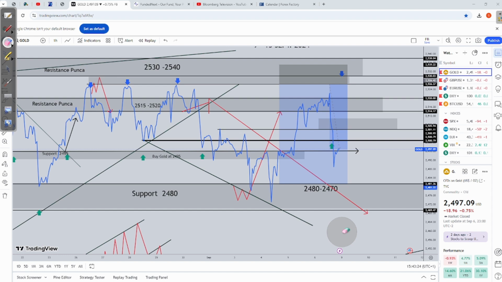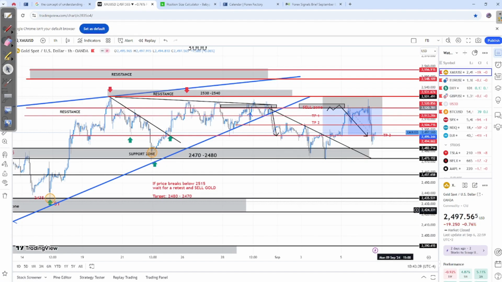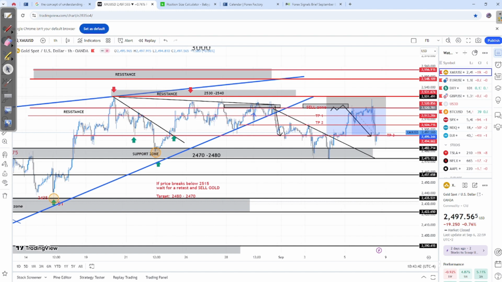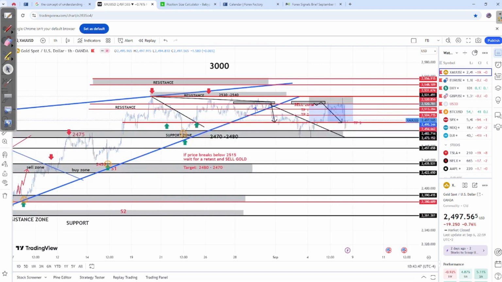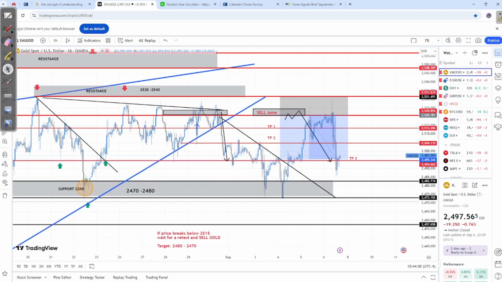Let me check the other one. Okay, let me check that one and see. Let's check. Okay, it's the same thing. I have it over here. So I'm using the same concept here. So if the price breaks below 25.15, wait for it to sell and go. Okay, so we can still use the same concept.